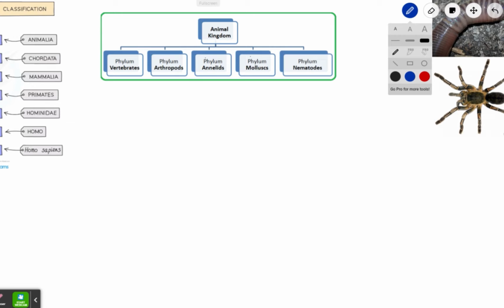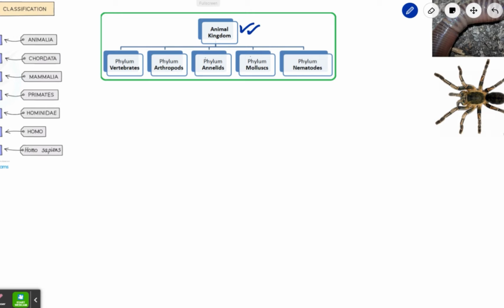Excellent, Jack. Animalia, good job. Fungi, all of them. Protist, Monera, yes. Now, the main kingdom which we were focusing on, that was kingdom Animalia, correct? And now we have to talk about their phylums. Phylum Vertebrae, arthropods, annelids, molluscs, and nematodes.